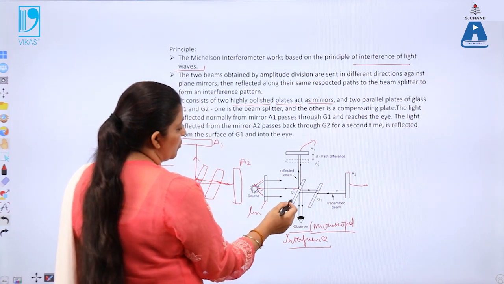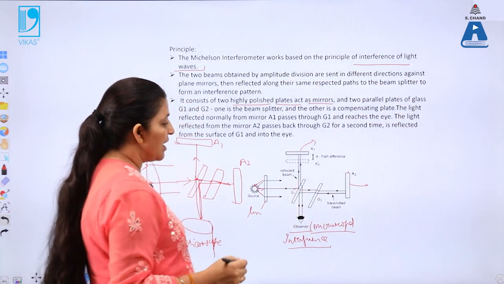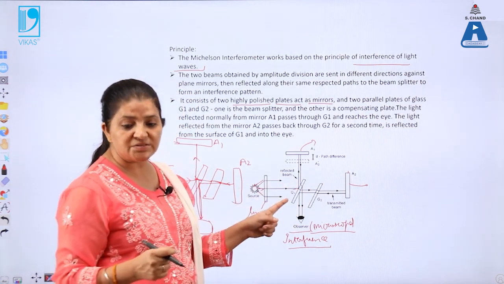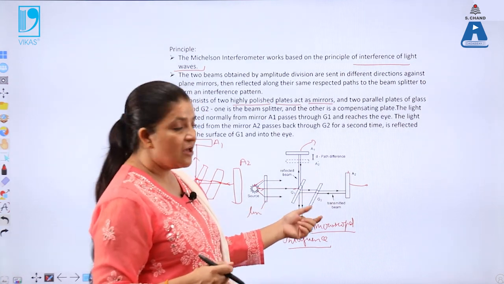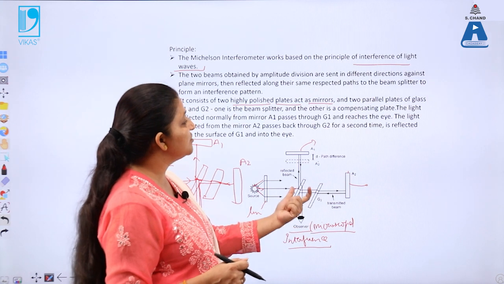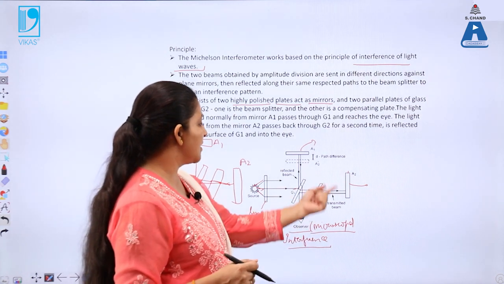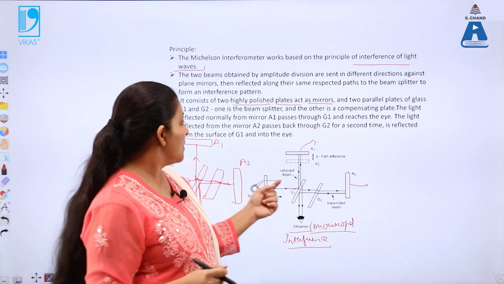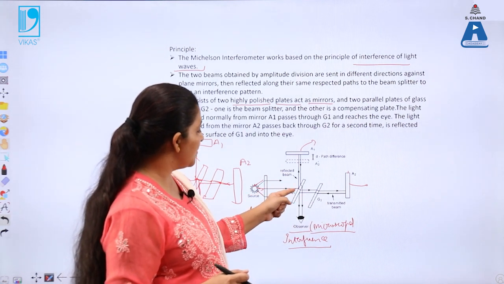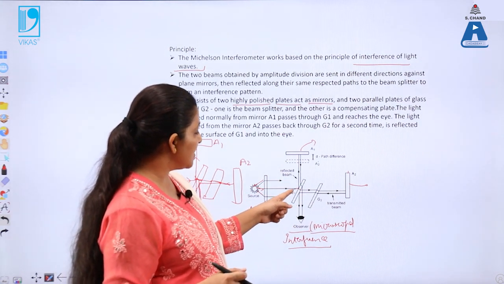Now this is known as the glass plate G1, and in order to compensate the path difference between these two rays, we are using a glass plate G2. That's why this glass plate G2 is known as the compensating plate, because this reflected beam travels twice over here.